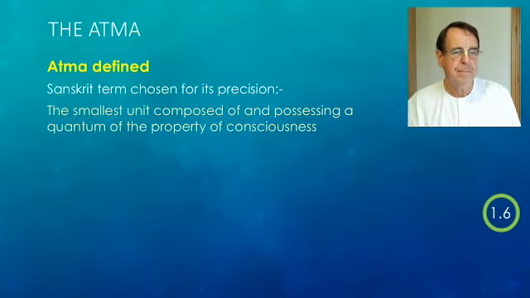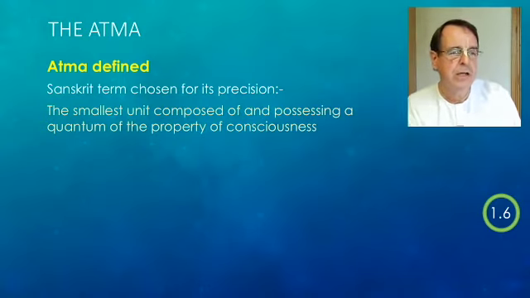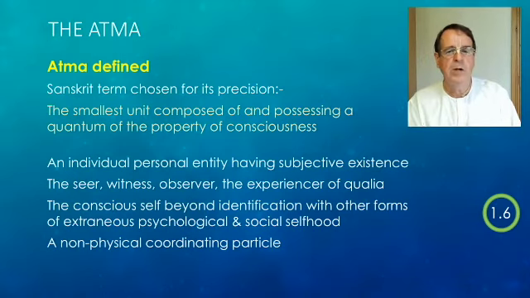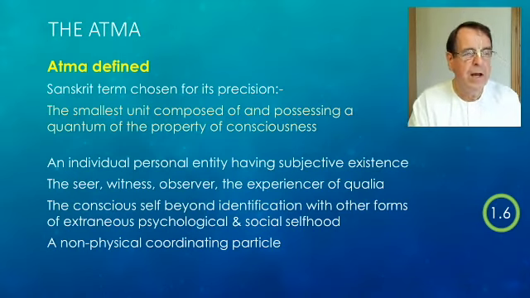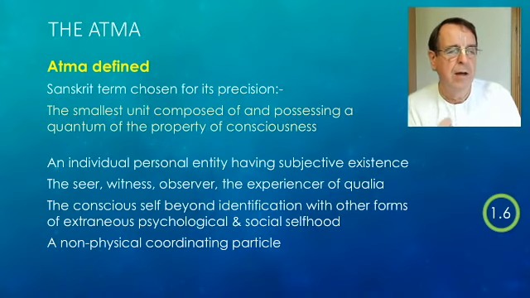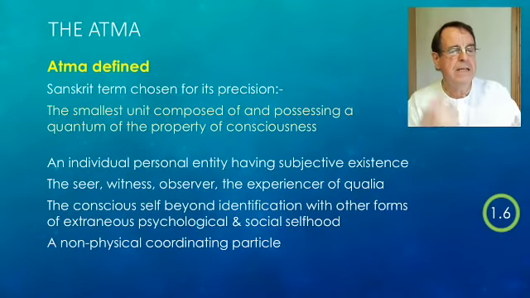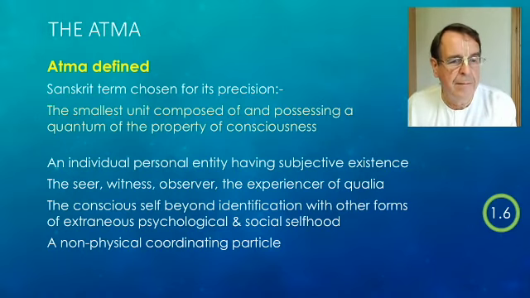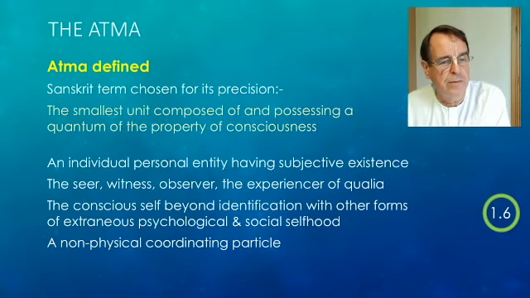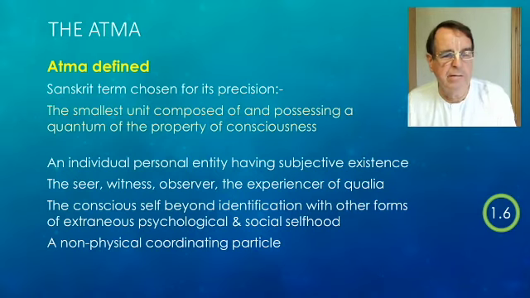So we define the Atma. It's a Sanskrit term, but we have chosen to use it because it has a certain precision. It is the smallest unit composed of and possessing a quantum of the property of consciousness. It is that which we are, not what we have. We are the Atma. And this defines us, me as a conscious entity, as an individual, personal being, having subjective existence. And that means I'm the seer, the witness, the observer, the experiencer of qualia. So this is the conscious self beyond our identification with other forms of selfhood, to do with my psychology, my personality, my social connections and so on.